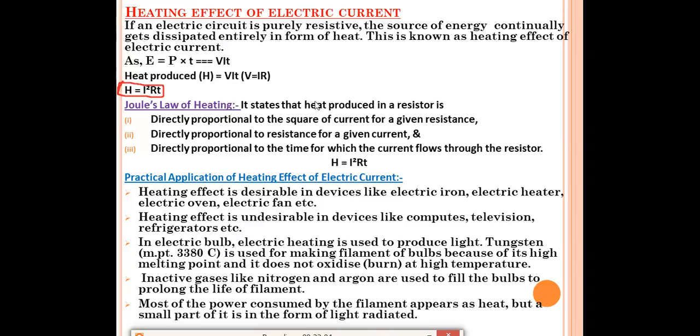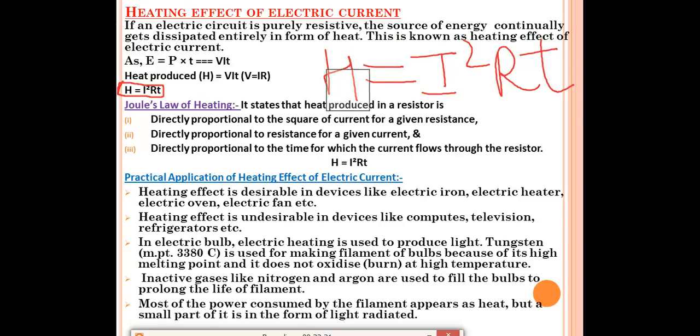Joule's law of heating. It states that heat produced in a resistor is directly proportional to the square of current for a given resistance. Just now I have told you H is equal to I square into RT. This is our formula. So heat produced in a conductor will be directly proportional to the square of the current. Right. Second point, what is there?